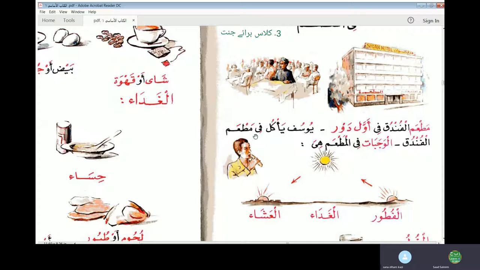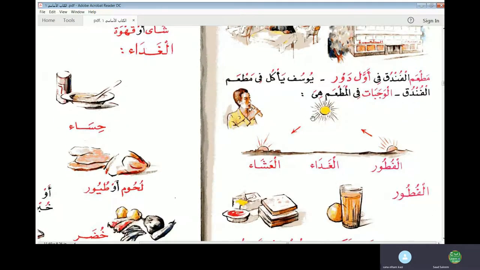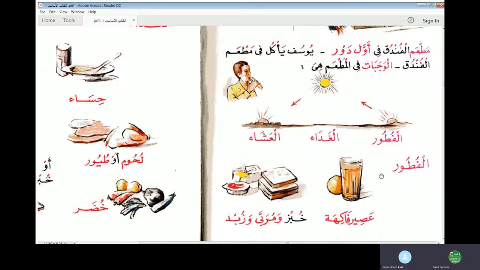Yusufu yakulu fi ta'amil funduki. Yusuf is eating in the hotel restaurant. Al-wajabatu fil mat'am. Meals in the restaurant are these: al futur, breakfast; al ghada, lunch; al asha, dinner. Al futur, breakfast.